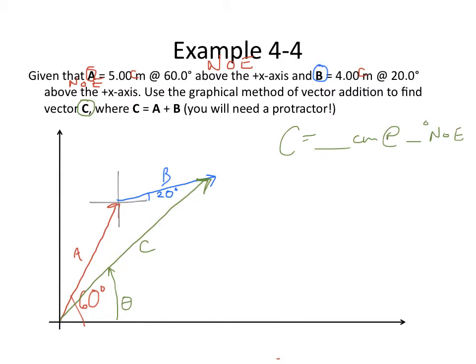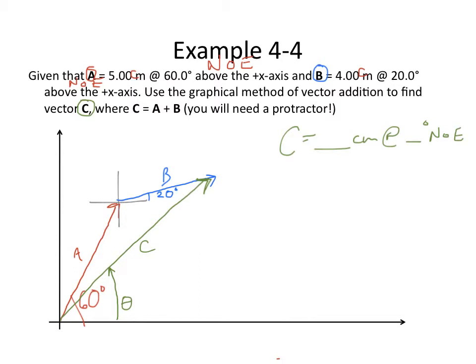And what are those centimeters? That's for you to measure with your ruler. What is that angle right here? That's for you to measure with your protractor, because protractors measure angles. But that's what we call the graphic method, because you're going to draw it out and you're going to measure the value of your resultant vector.